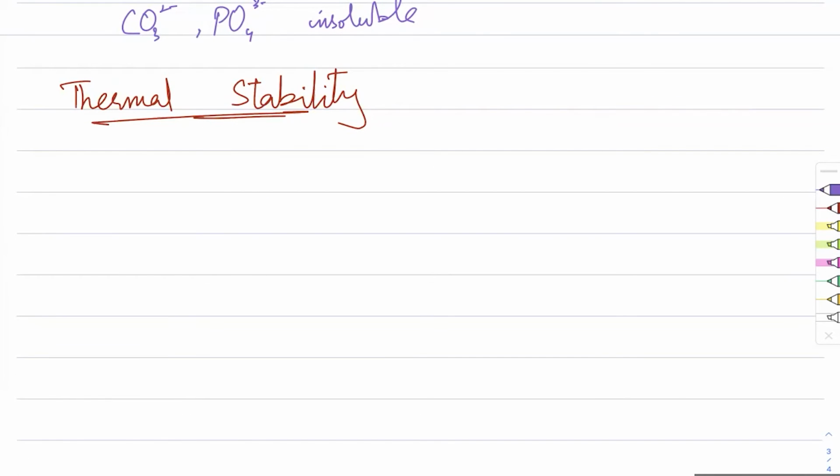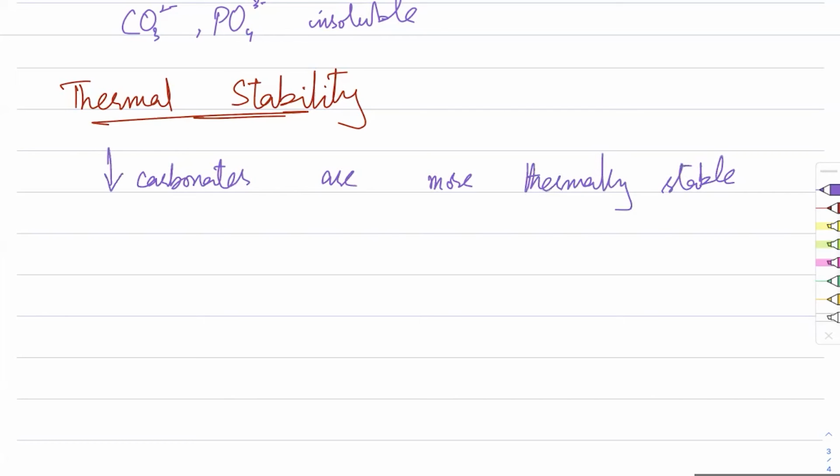Do you understand what that means? What does thermal stability mean? It means, does the thing remain the way it is if you heat it? If it does, and you keep on increasing the heat, and it still does, it is very stable. But if you heat it and it breaks down, then it's not thermally stable. So we have a trend here. The carbonates are more thermally stable downwards. As you go down the group, thermal stability increases. They become more and more stable.